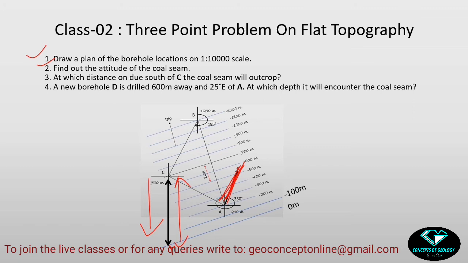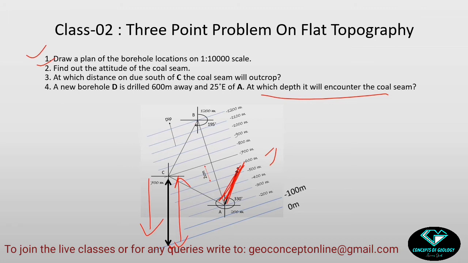Okay, so then I will find out what is the contour value at this point. Clearly I am in the midpoint of the 500 and 600 meter contour line. So that means I am at almost 550 meter contour line. This is a stratum contour. That means what? If I do a borehole at this point, I will encounter the coal seam at 550 meter depth. Okay, so this one is the solution of the problem which was given on the last day.